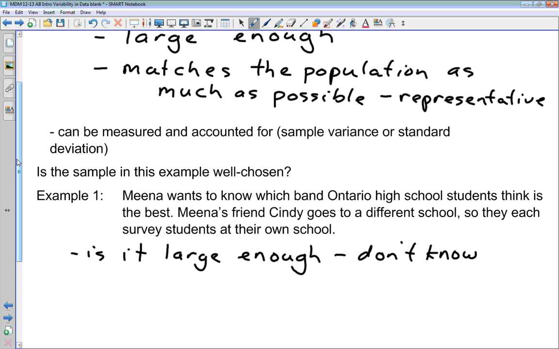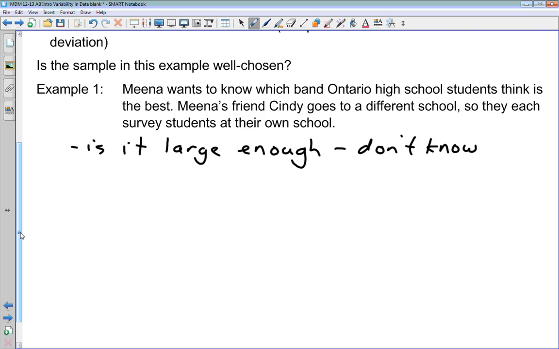And what else is important about these 2 high schools that we're surveying? They're friends. They probably live close together, so their schools are probably close together. So they're basically surveying people in the same geographic location, probably the same socioeconomic background, and then they're trying to apply these results to a very, very diverse population that you have all across the province. So this sample, let's say it's not likely representative.